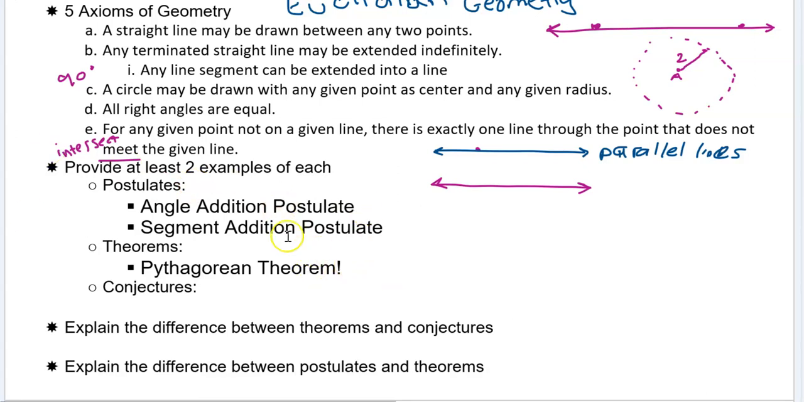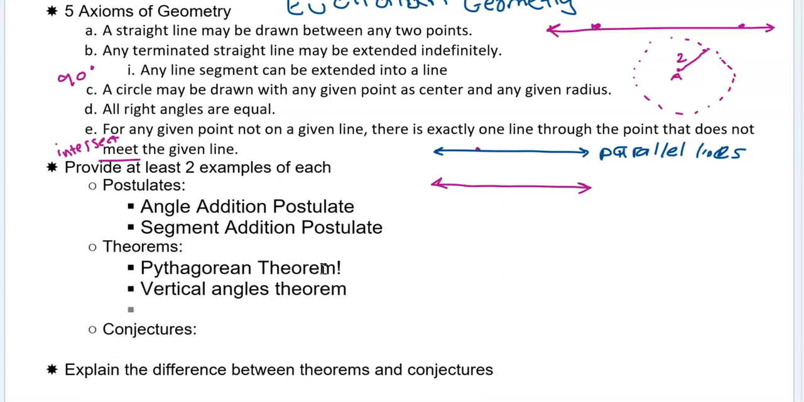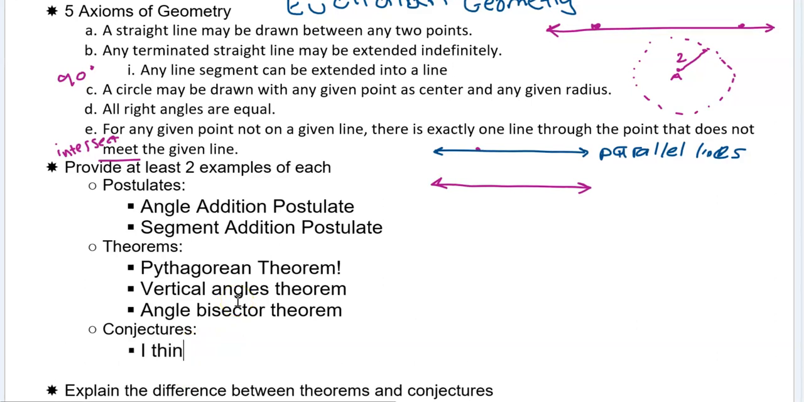And then, so we talked about the Pythagorean theorem, and there are so many other theorems that you might learn, like your vertical angles theorem that we will learn soon, or the angle bisector theorem. Most of the things that you learn and the properties and facts that you learn are probably going to be theorems. And conjectures are any hypothesis. So you might say that I think that, and you can fill in any example of something that you're thinking that you haven't proven yet.